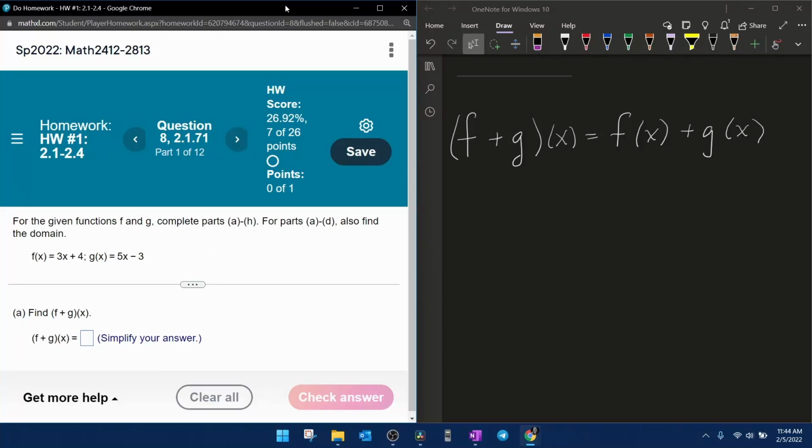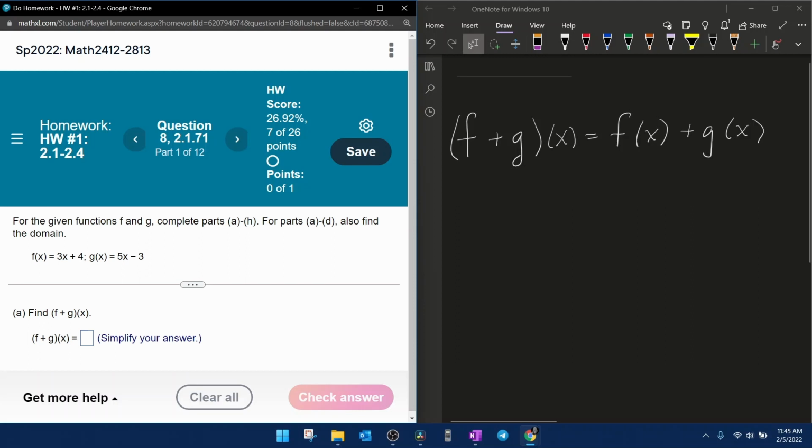All right, here we go. Question number 8 from our Precalculus homework number 1 in MyLab Math. It says for the given functions f and g, complete parts a through h. We've got a lot of parts to do. The first thing they want us to find is f plus g of x.